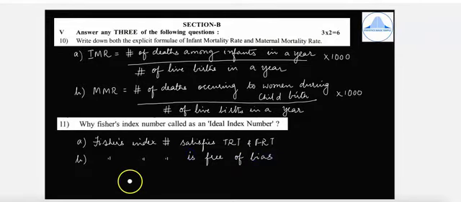There are another 2 points, that is, it is based on the geometric mean, which is considered as the best average. And the 4th condition is that it takes into consideration the prices and quantities in the base year and the current year. So out of these 4, you can write any 2 of them.